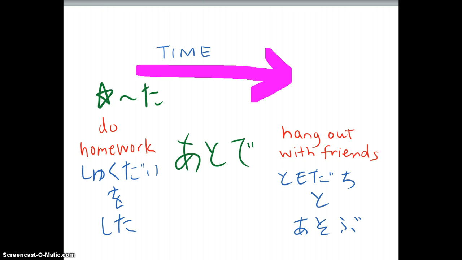Keeping our asobu, the last verb, in the mas form to keep the polite speech. It's group 1, asobu. The bu goes up one step to its neighbor bi before adding mas, hence asobimasu. So the sentence after I do homework, I hang out with friends, would be shukudai o shita ato de tomodachi to asobimasu. Shukudai o shita ato de tomodachi to asobimasu.